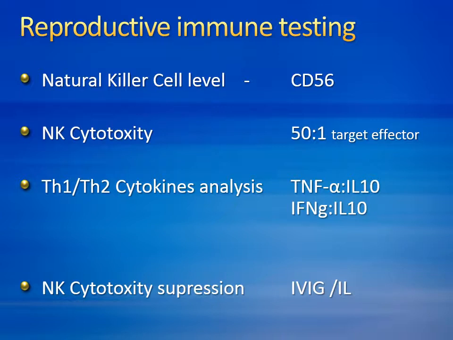They also are able to give us a measurement of the Th1 to Th2 balance of cytokines, so that we're able to see the TNF to interleukin 10 ratio or interferon to interleukin 10 ratios. And in some laboratories, they have developed a cytotoxicity suppression test, which looks at how this functionality is changed with the addition of the two agents which we actually use, such as IVIG or intralipid, to see how that functional toxicity can be reduced and modified.